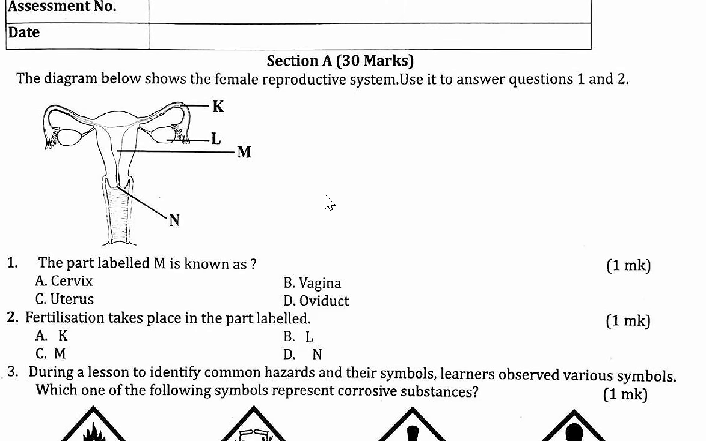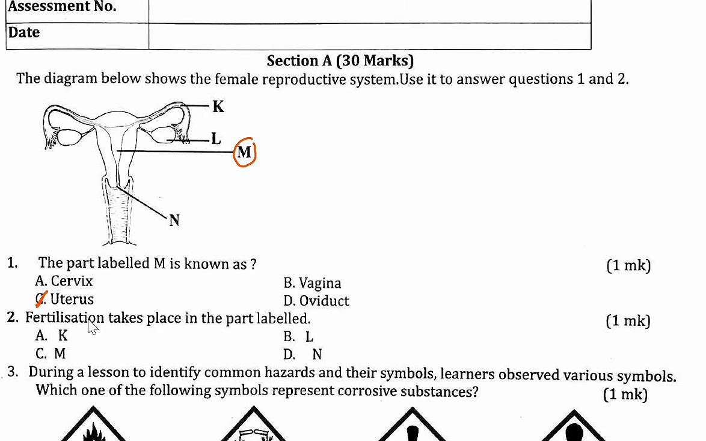So the first question is asking, the part labeled M is known as, we can see our part labeled M is pointing here. So the name is called the uterus. Other books call it the womb. So it is the uterus or the womb. So for part 1, the answer is C.